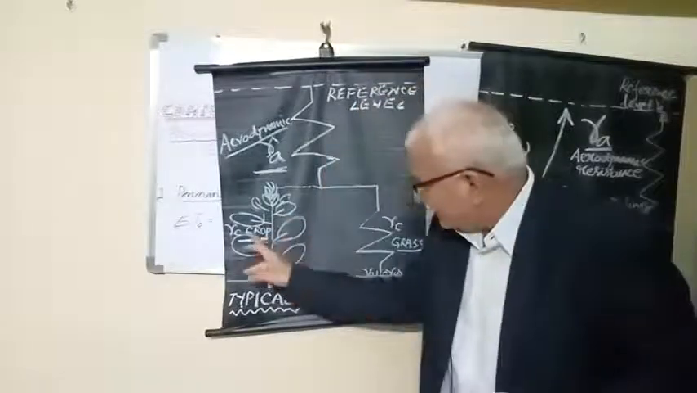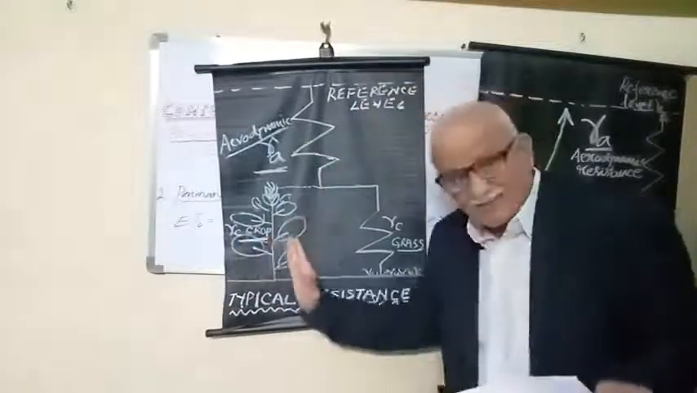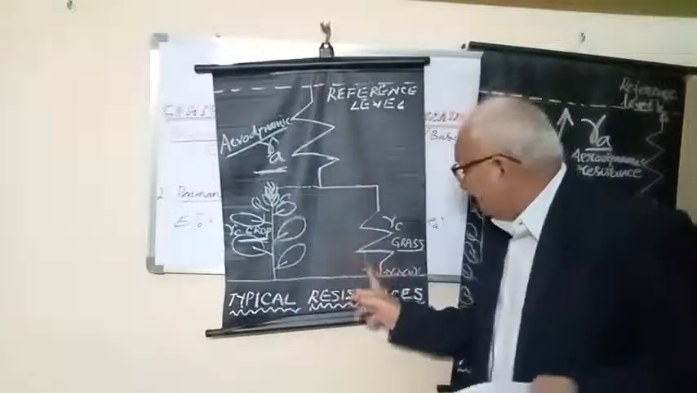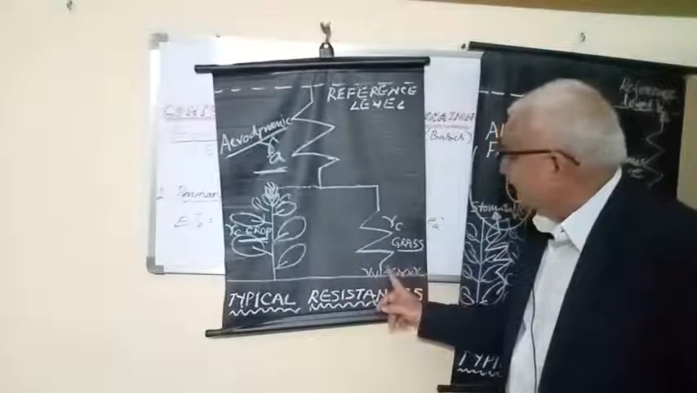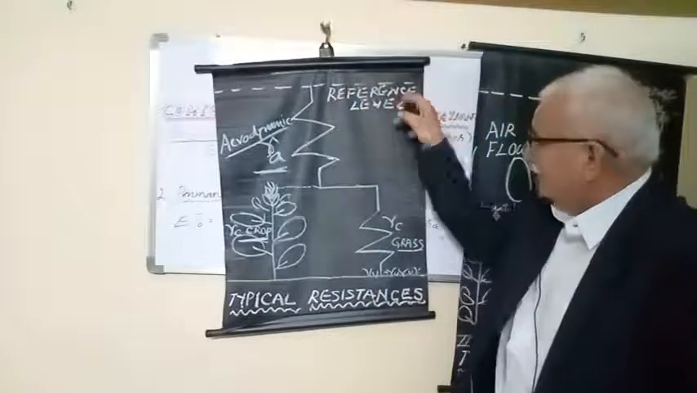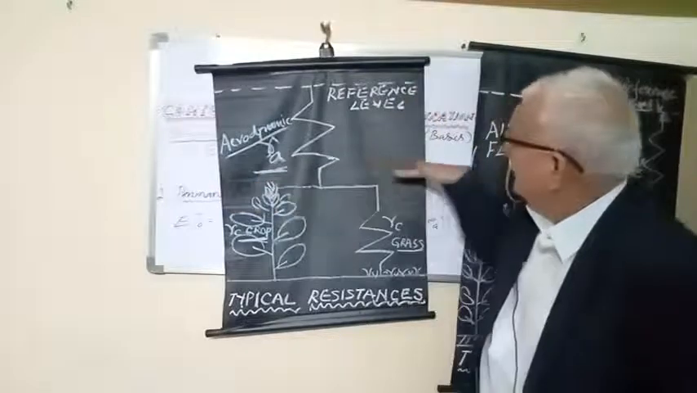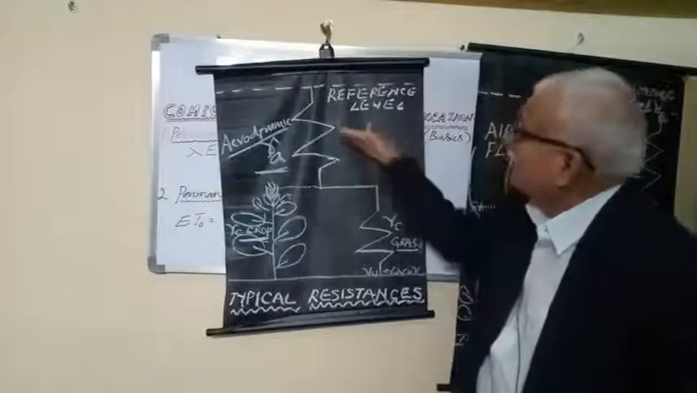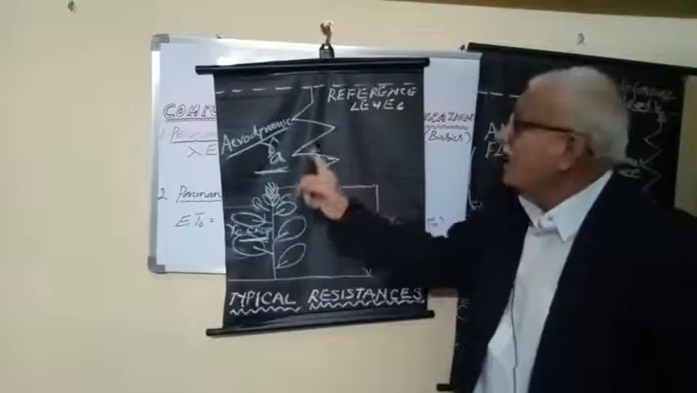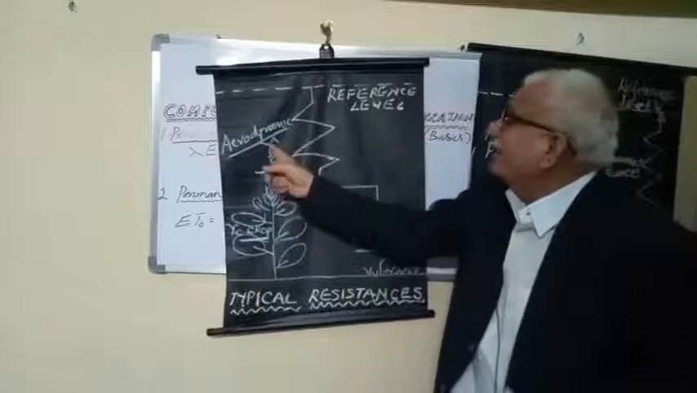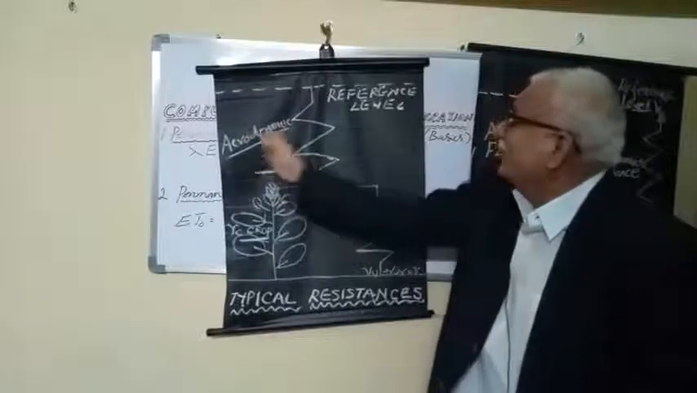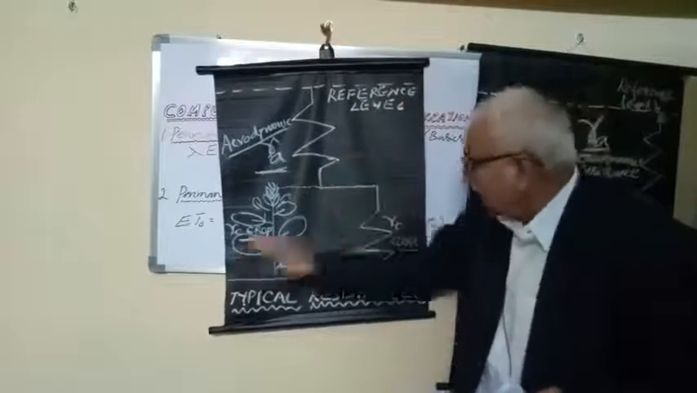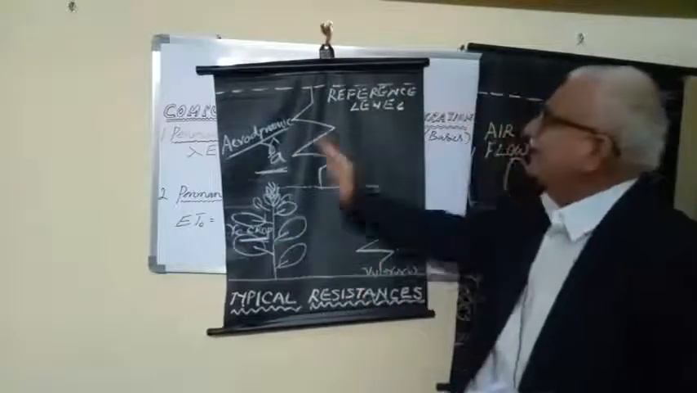The four fluxes are flux of momentum, flux of water vapor, flux of heat, and flux of carbon dioxide. These are the basic things. The crop offers some resistance for the flux, and the grass offers resistance too. This is the level of the aerodynamic surface, and Ra is the aerodynamic resistance above the crop canopy. This is the reference level. So we have crop resistance, grass resistance, and aerodynamic resistance.